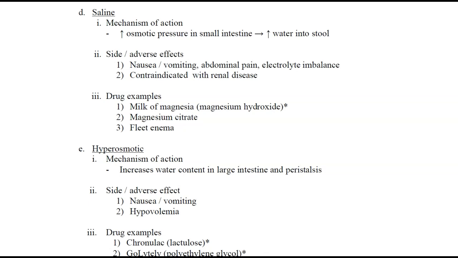And just remember, because of how it works, the osmosis part, this is contraindicated with renal disease, because of the fast movement of fluids within the system. Examples of drugs under this class: magnesium hydroxide, also known as milk of magnesia. And this medication, if you pour it in a cup, actually looks like milk.